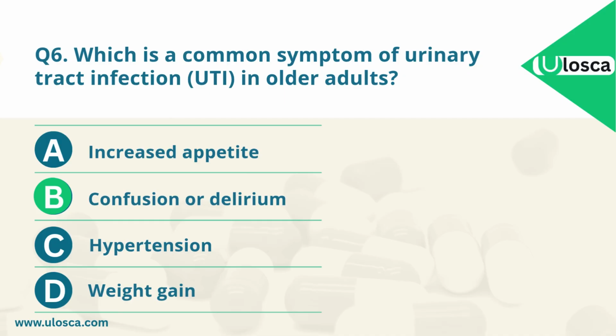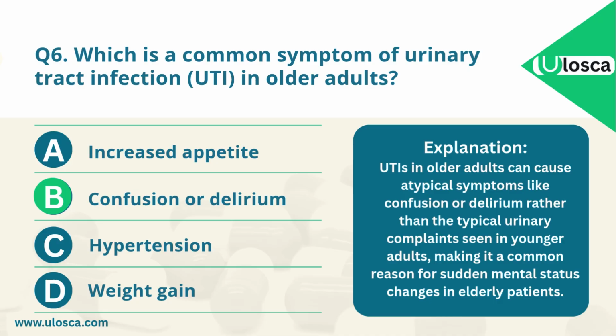Confusion or delirium. Explanation. UTIs in older adults can cause atypical symptoms like confusion or delirium rather than the typical urinary complaints seen in younger adults, making it a common reason for sudden mental status changes in elderly patients.